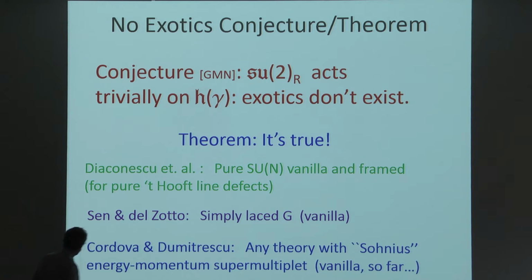And recently, Clay Cordova and Thomas Dumitrescu have given the right proof. The right proof is it's just Ward identities, stupid. It's just supersymmetric Ward identities. They like to say it's a version of the Weinberg-Witten theorem, which, if you remember, uses some simple Ward identities, some current algebra ideas. And their statement is that any theory with a Ferrara-Zumino energy momentum supermultiplet satisfies the no exotics conjecture, and that's certainly the case in the theories we're looking at.